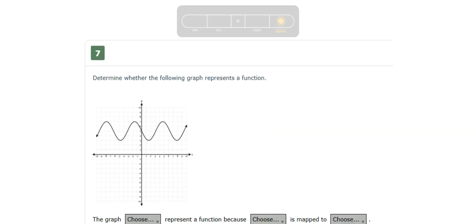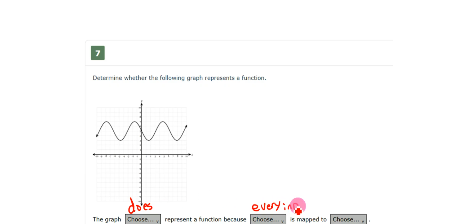We'll get their wording right here. This is a function. It passes the vertical line test. It doesn't curl back on itself. So it does represent a function because every input is mapped to a single output. There's no x that goes to two different y's.